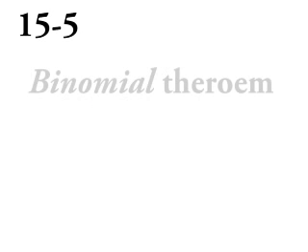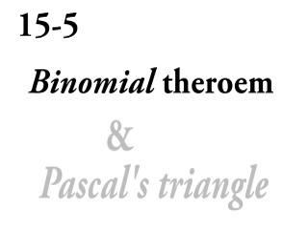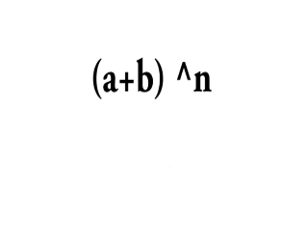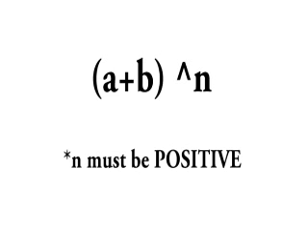15-5. The binomial theorem and Pascal's triangle. When you expand the term a plus b to the n for positive integers of n, we result with the following diagram, which is known as Pascal's triangle.